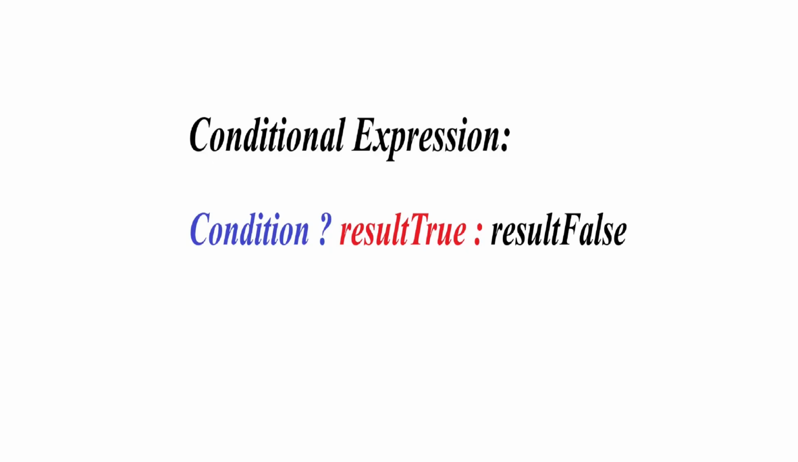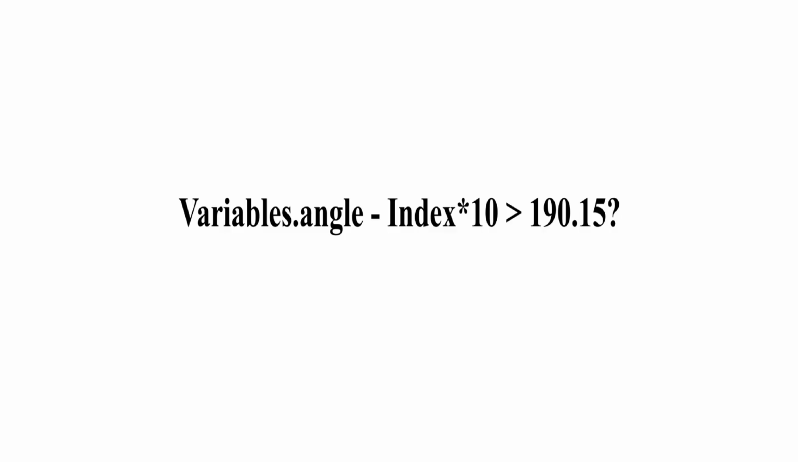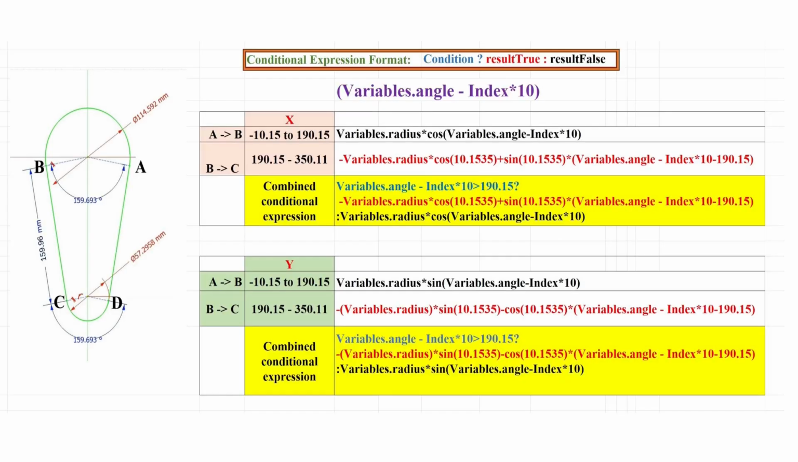For conditional expression, the format is condition, question mark, result true, colon, result false. We put the condition before the question mark. If it is true, run the expression. If it is false, run the expression after the colon mark. The condition for this section is variables.angle minus index times 10 is greater than 190.15. Using the conditional expression format, I combine the expressions to form the conditional expression highlighted in yellow.